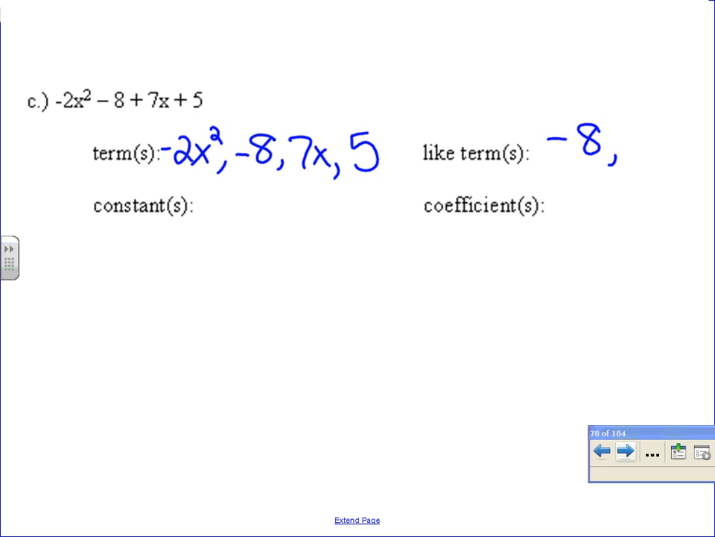The only like terms in this problem are the -8 and 5, because the -2x squared and 7x, remember we talked about a little bit ago, this one would be like a 2-headed cow. This one would be like a 1-headed cow, because this one has an exponent of a 1. They do not have the same variable parts. That makes sense? Okay. What are the constants? Justin? Good. -8 and 5.